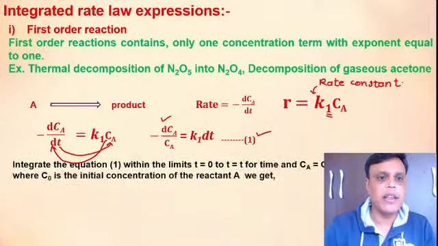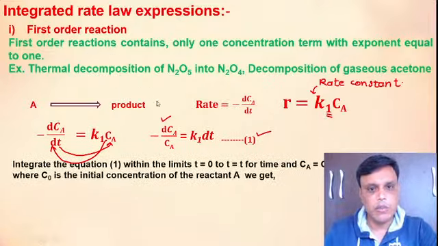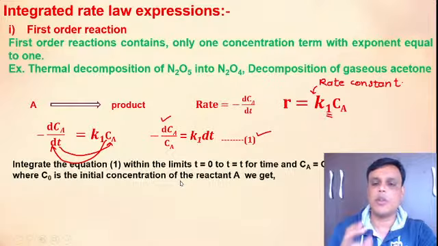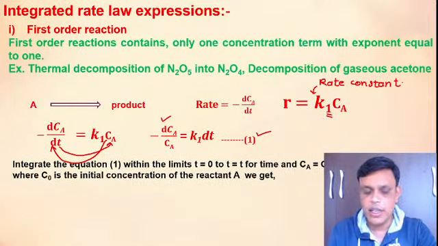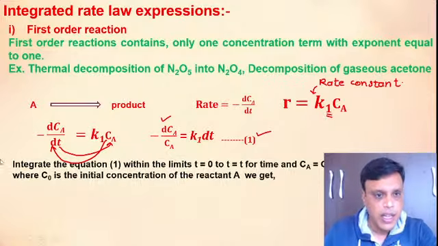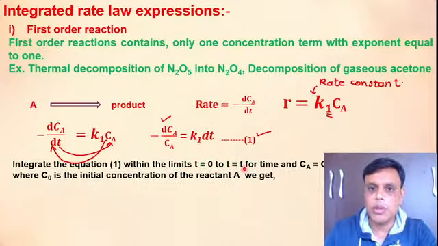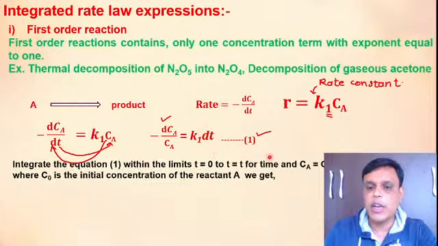Then we will integrate equation number 1. What will we do with this equation? We will integrate within the limits of time and within the limits of concentration of reactant. How will you integrate? Integrate equation number 1 within the limits of t is equal to 0 to t is equal to t. This limit is for time.